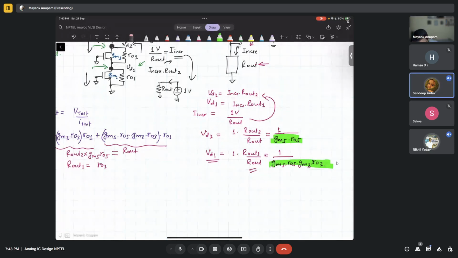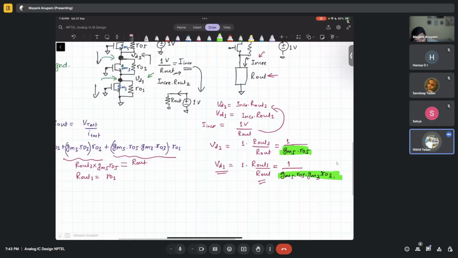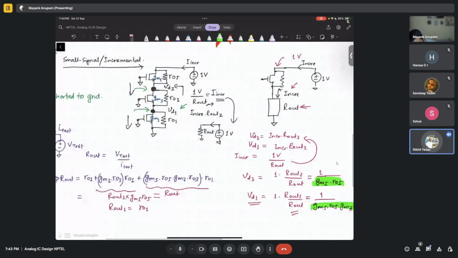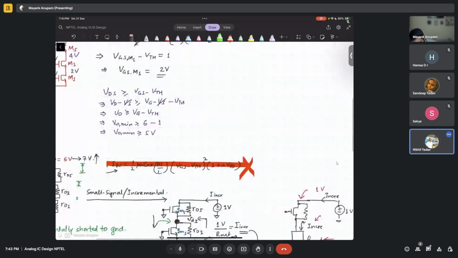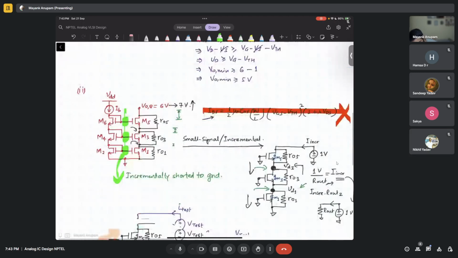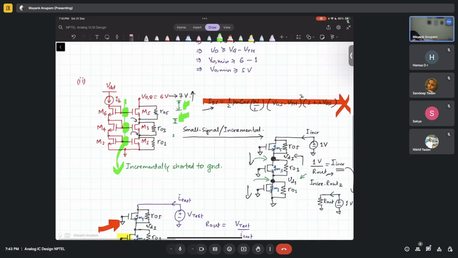You can see that incremental swing is less in the case of VD1. This is what I was trying to say earlier also. As you keep going further down the layers of protection, you will see that the swings keep on reducing. So at this stage it will be highest, then here it will be slightly smaller, and here it will be smallest. This is what I was trying to say.